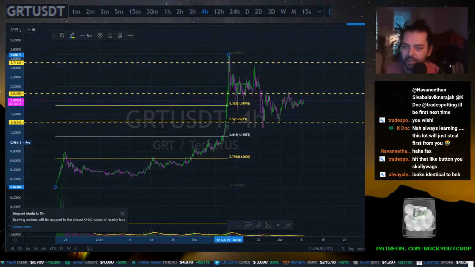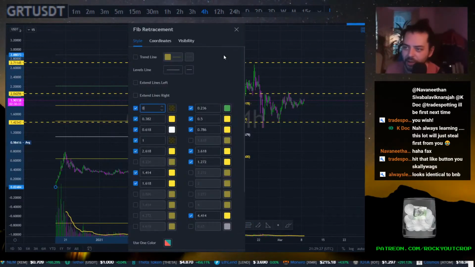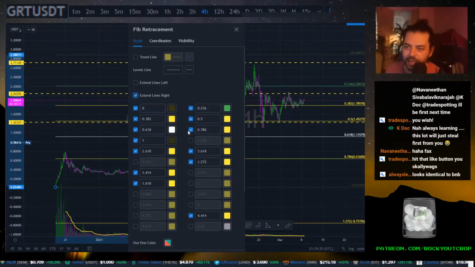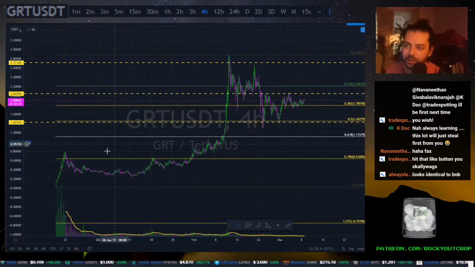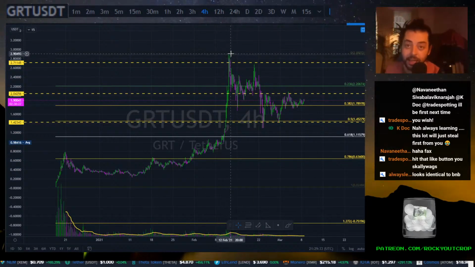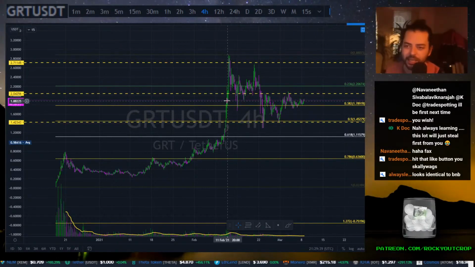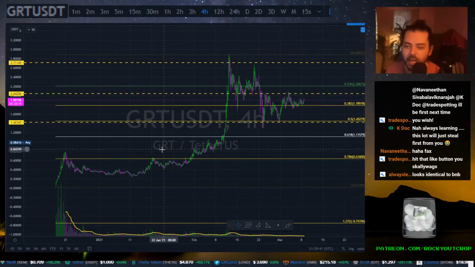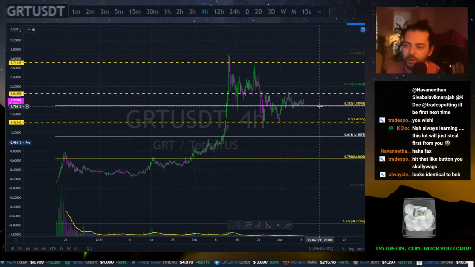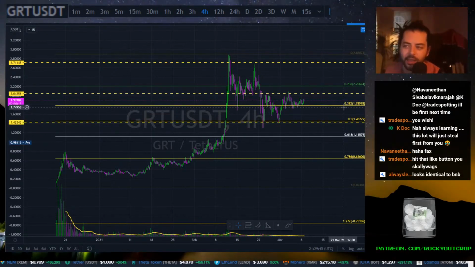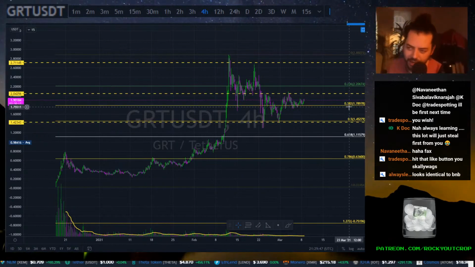Okay, I'm going to take the magnet tool off again, and then I'm going to bring up this thing here, and go extend lines to the right. Okay, there we go. So we went from this low to that high. You always go left to right when you're doing Fibonacci, low to high. We're in here at the 382 Fibonacci line, the retracement point, you could call it. The 382 or the 38.2%, or whatever you want to call it.